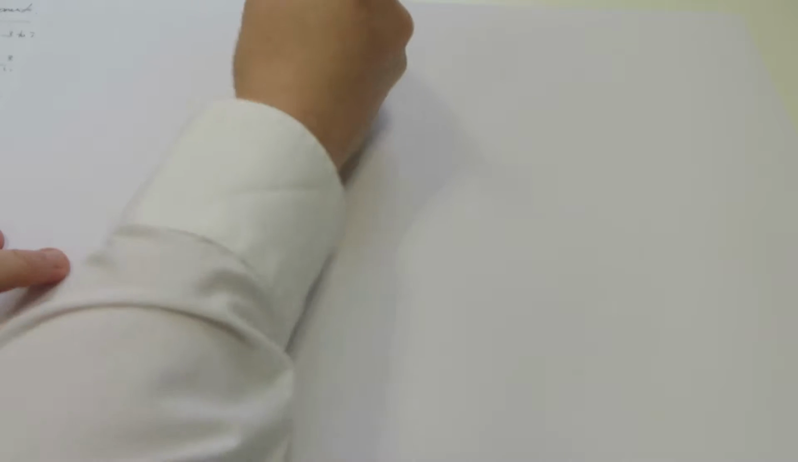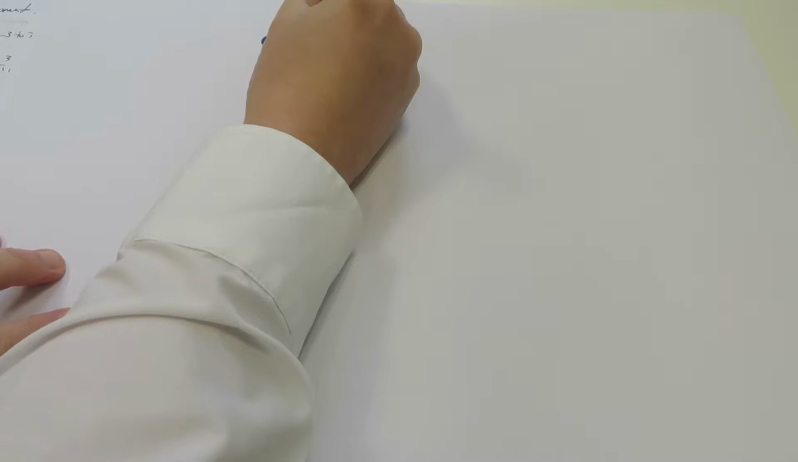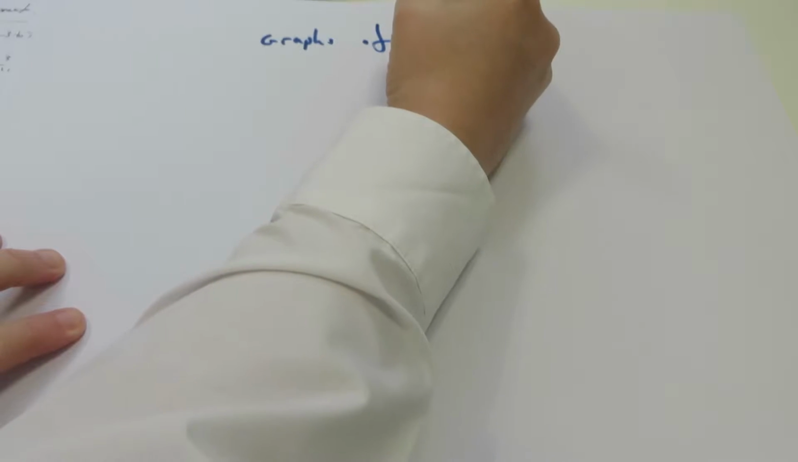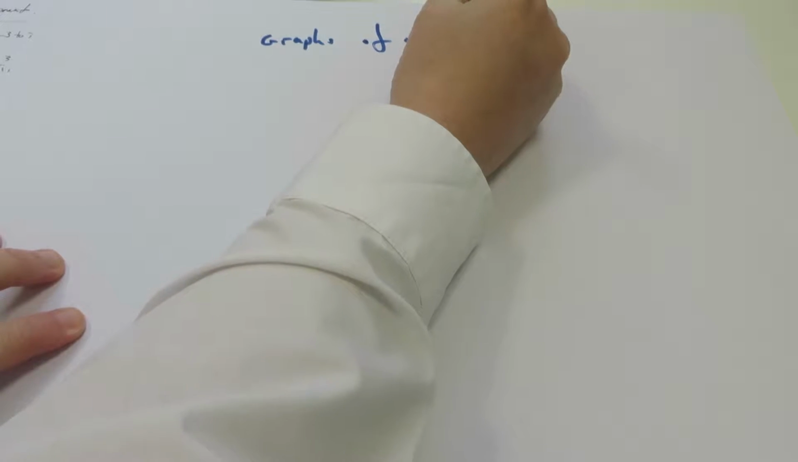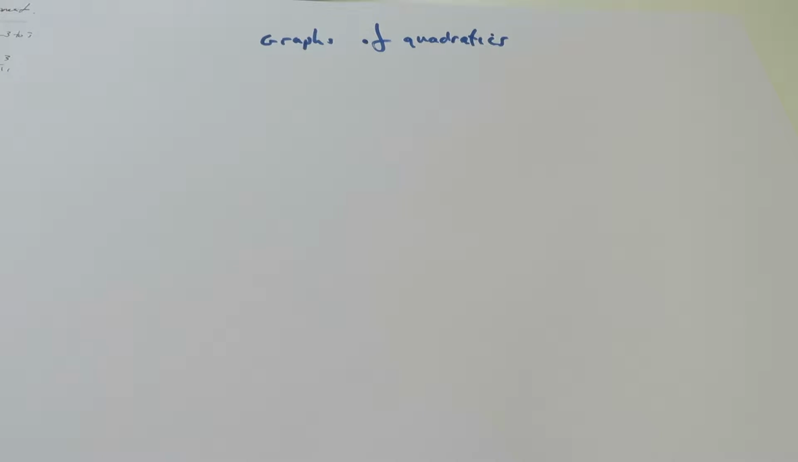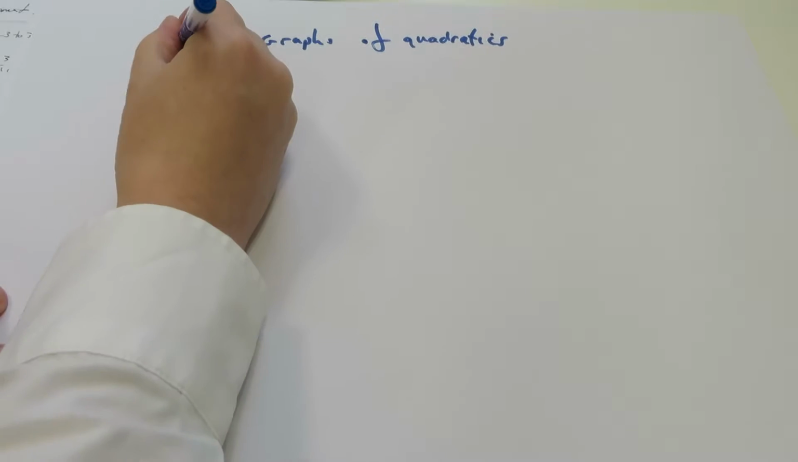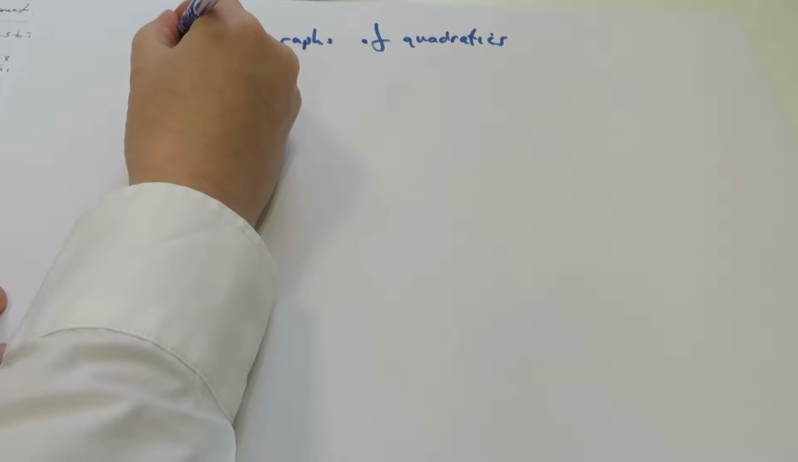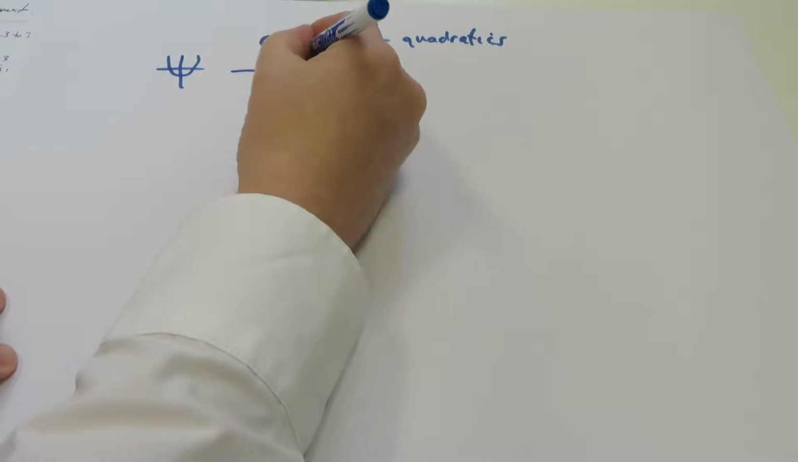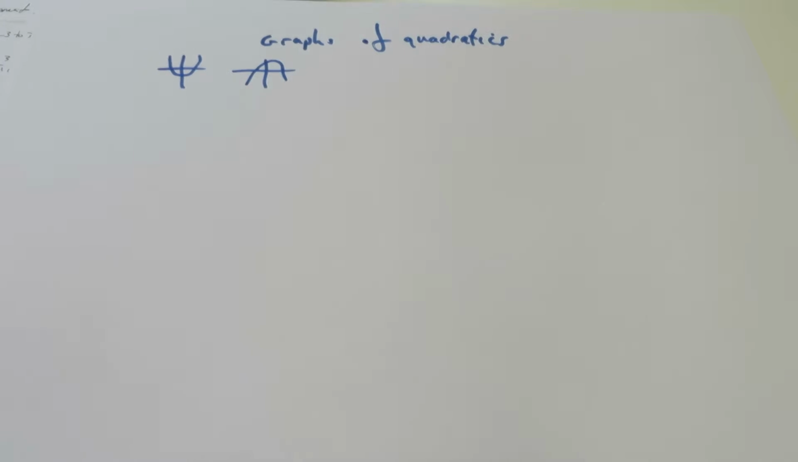Okay, today we're going to be looking at graphs of quadratic equations. A quadratic is generally a graph which will either have a U shape or an N shape, and that is how you recognise the graph of a quadratic.